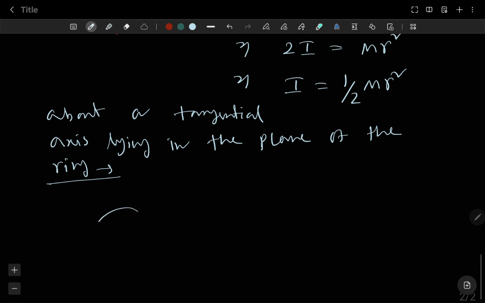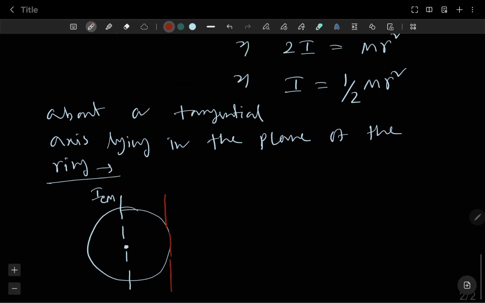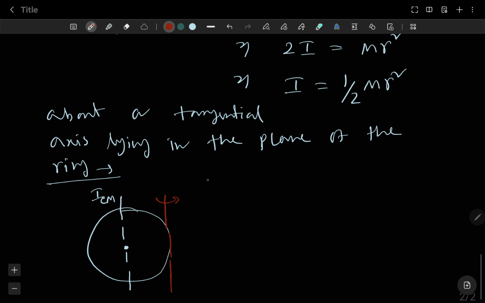Okay. So already you have the moment of inertia about this diametrical axis. Now this is passing through the center of mass, so it is ICM, you already know. So it is very easy to calculate the moment of inertia about this tangential axis lying in the plane of the ring. Okay, call it I. So use parallel axis theorem.